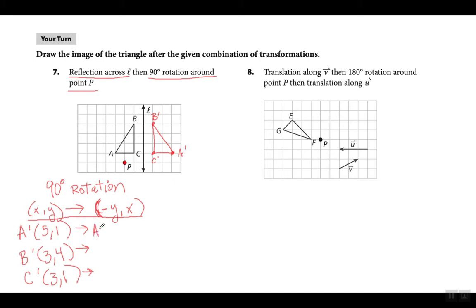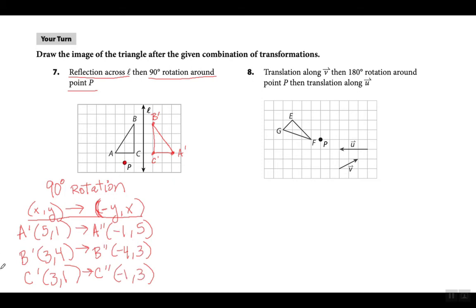So A double prime would have to be at -1, positive 5. I'm just switching the places of x and y, and the y, I'm changing it to the opposite sign, so 1 became -1. B double prime, I switch their places, and the y becomes the opposite sign. And C double prime, I switch their places, and the y becomes the opposite sign. Now let me graph those points, and I'll be done.